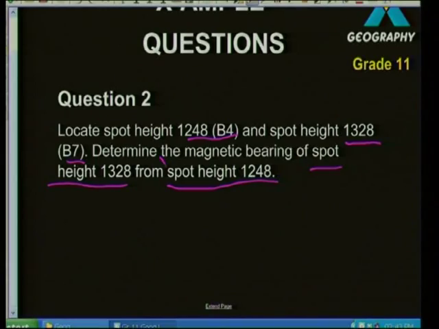Remember, another important thing here, and it'll come out for 7 to 8 marks, a lot of marks. It can be at least 10% of your paper because your paper is out of 75. So we have to be very careful. The word from tells you that you are standing at 1248 and you are looking at spot height 1328. So the from point is where you are and you're looking at that, and that's how you're going to get your bearing. Okay, let's look at it.